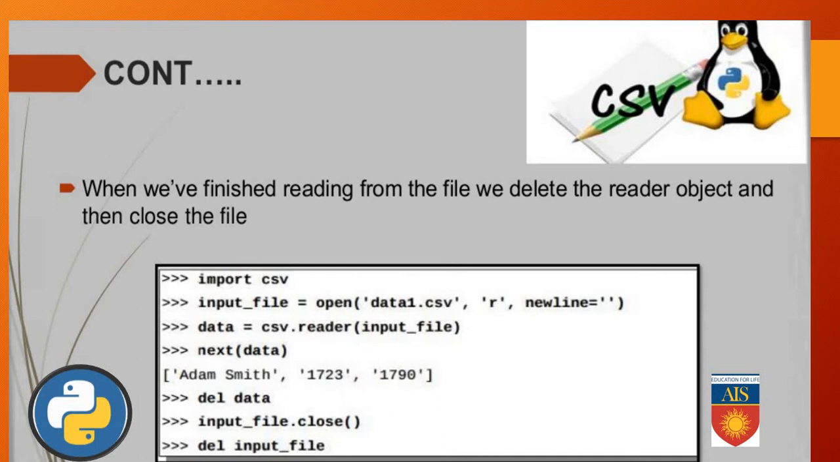When we finish reading from the file, we delete the reader object and then close the file. And the entire command will be like this: import csv, input file = open('data1.csv', 'r', newline=''), where data1.csv is going to be your file name. Then data = csv.reader(input file), then next data, it will move the data, then del data, then input file.close, then del input file.